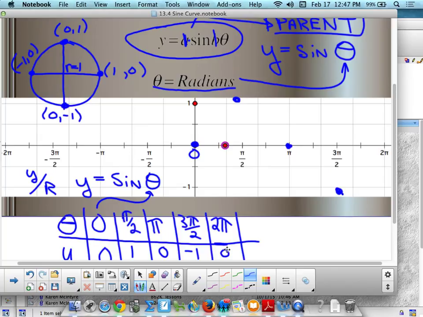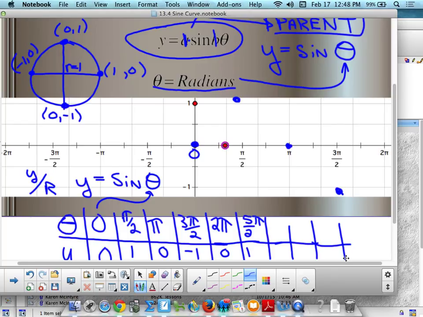What's this now? It's 2.5 pi, but 2.5 pi is 5/2 pi. Guess what the answer for 5/2 pi is? 1 over 1. It's back to 1. Do you see something happening here? 0, 1, 0, negative 1, 0, 1, 0, negative 1. It's a pattern, guys.